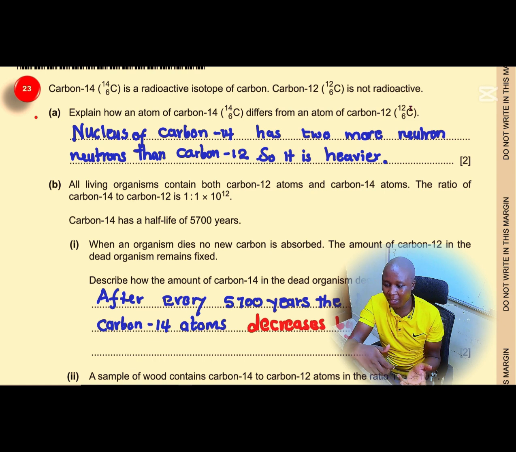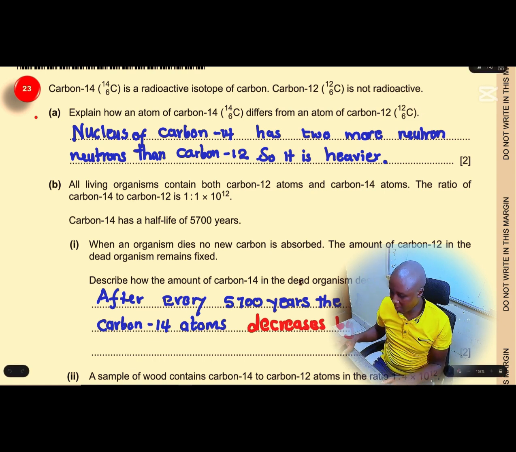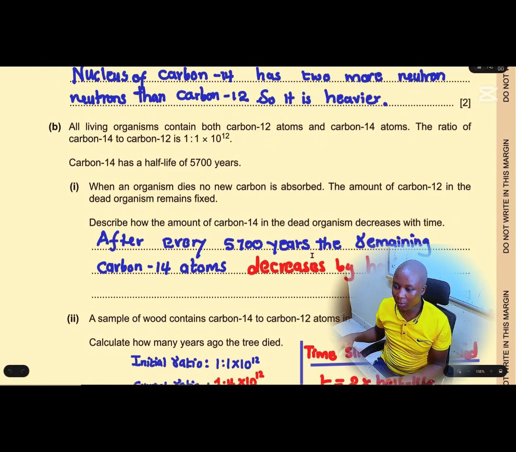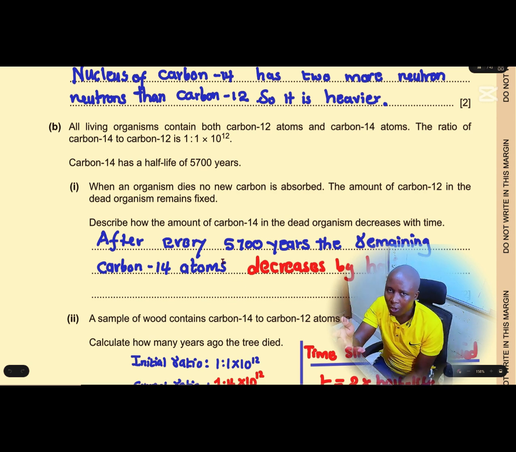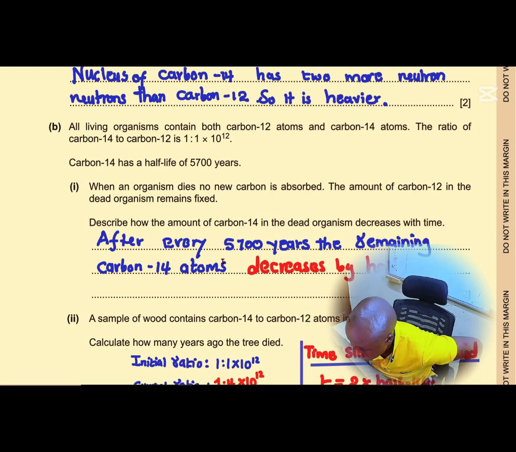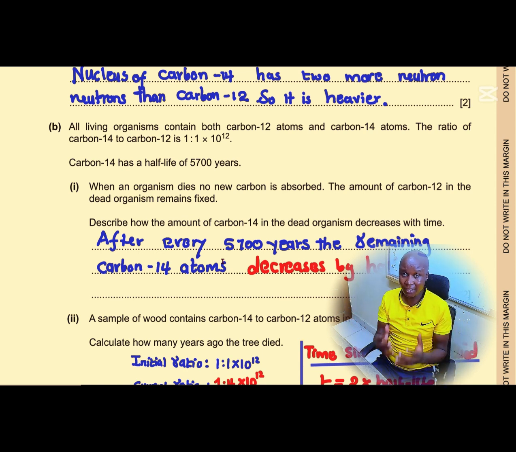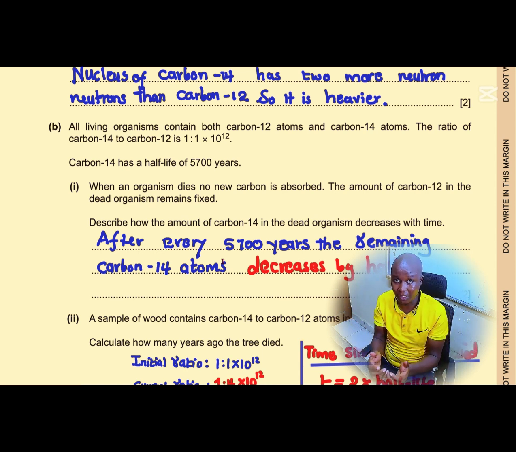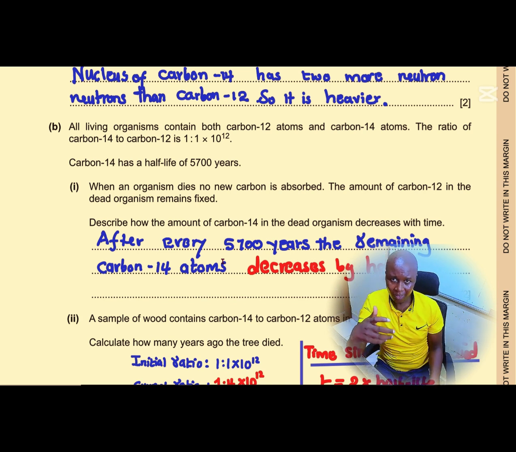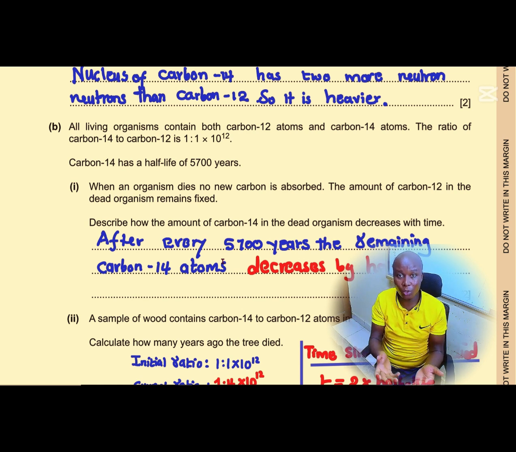Describe how the amount of carbon 14 in the dead organism decreases with time. We were told the half-life is 5,700 years. So meaning after every 5,700 years, the remaining carbon 14 atoms decrease by a half. So what's half-life? If you are asked what's half-life, what are you going to say? Half-life is the time taken for the activity of a radioactive substance to decrease by a half. And in a short while, we are going also to look at how do you find half-life from the graph, because those are the possible questions that you may be asked.